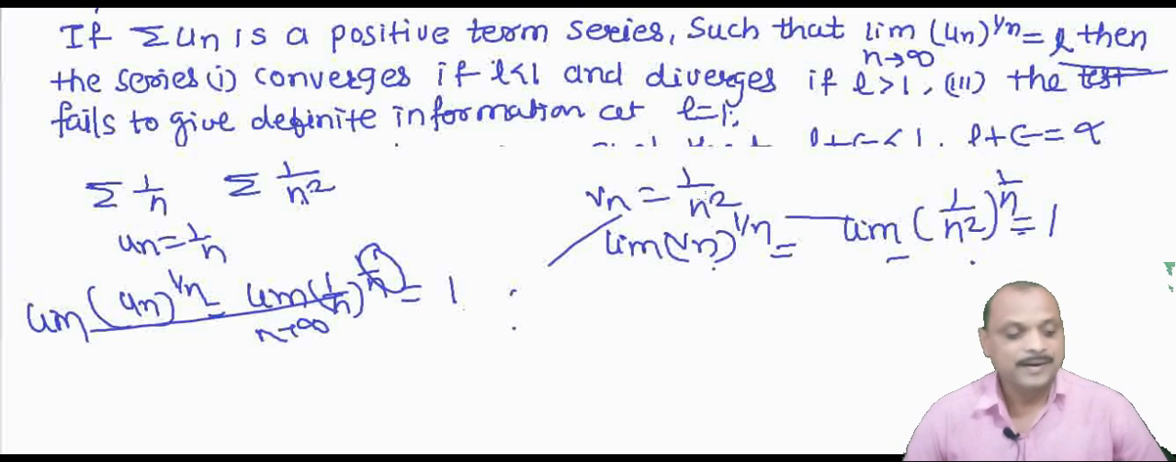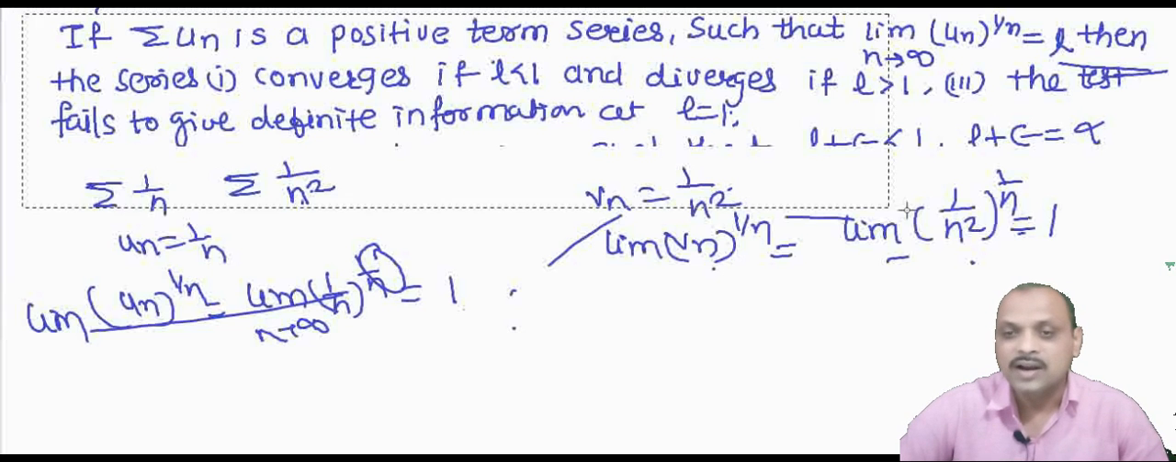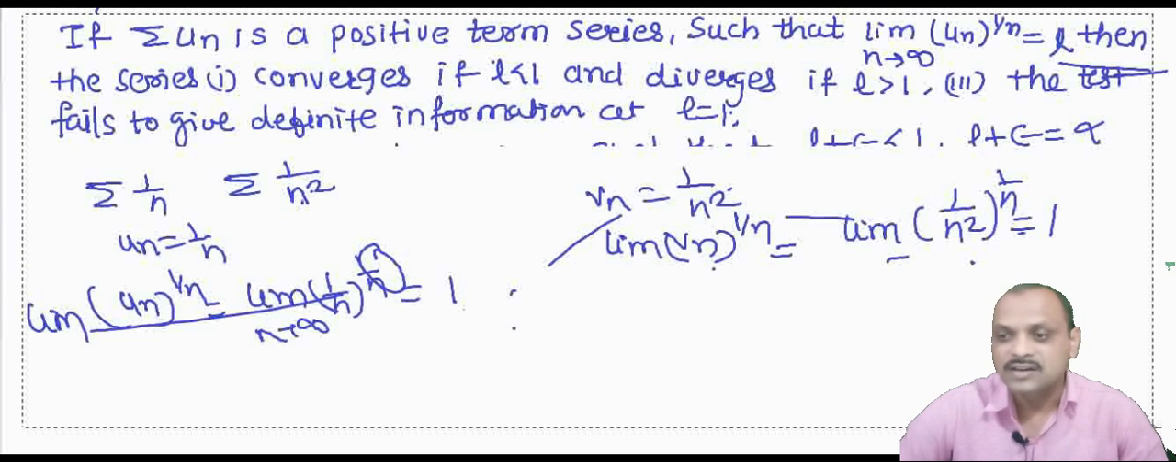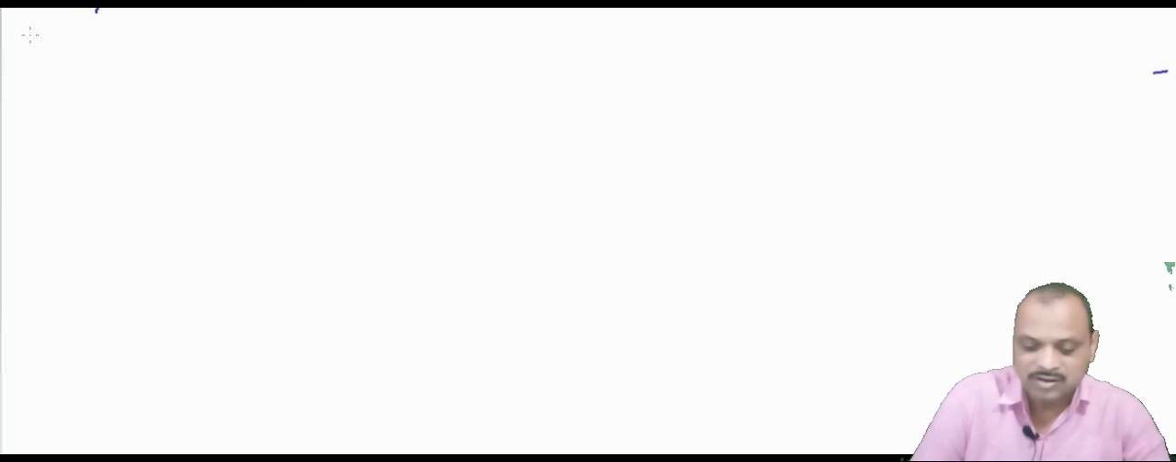Now see another test, that is D'Alembert ratio test. It is similar to Cauchy's test, but simpler than Cauchy, since in Cauchy's test we have taken the root, and in the D'Alembert test u_n is very simple. So before that, let us take examples on Cauchy's test.